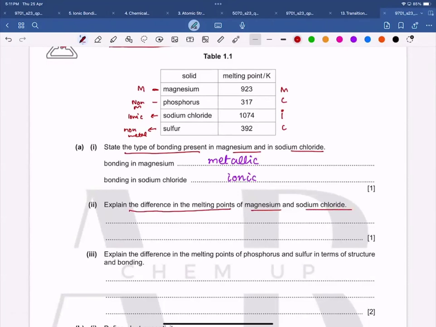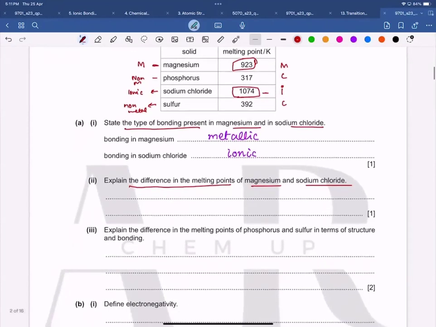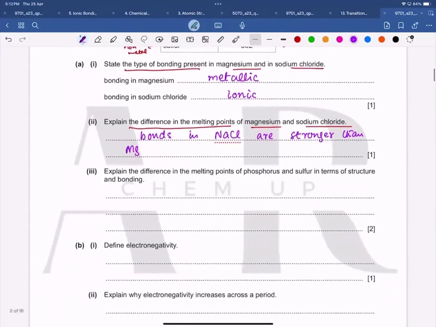If you see, sodium chloride has a melting point of 1074 Kelvin, and magnesium has 923 Kelvin. So the difference is not that much bigger, but still sodium chloride has a higher melting point. So it means bonds in sodium chloride are stronger than in magnesium, and that's why sodium chloride has a higher melting point.